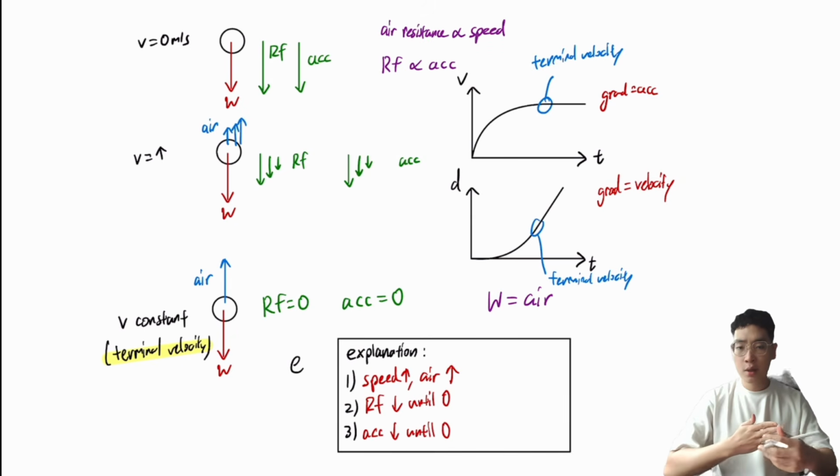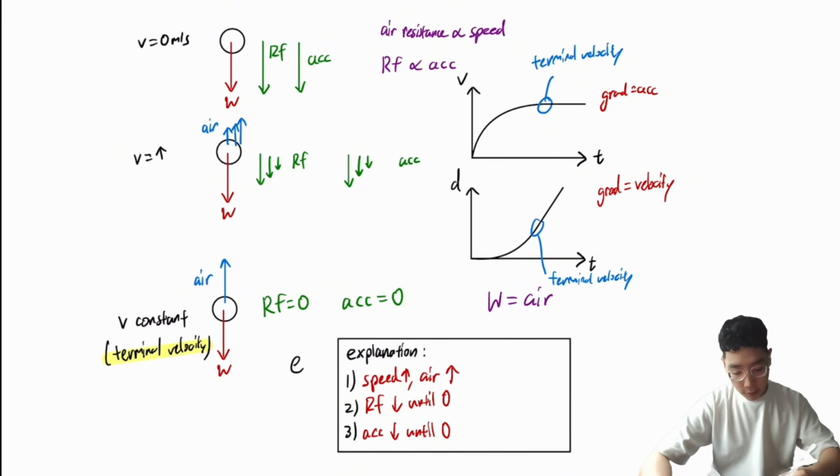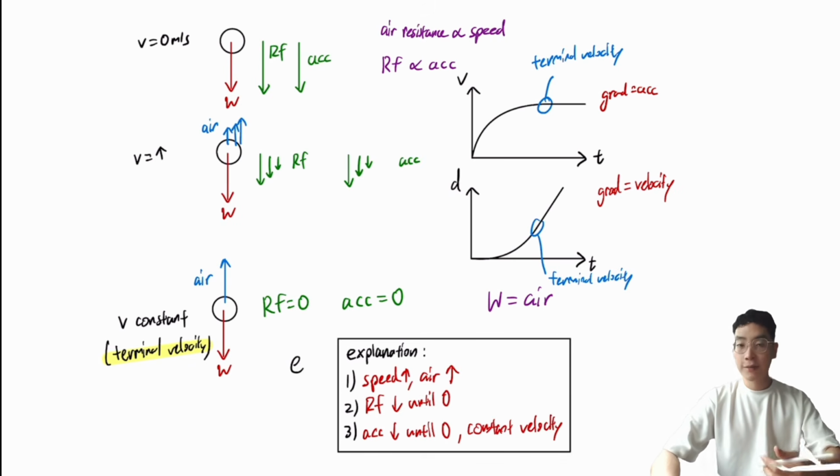Remember that acceleration always follows the resultant force, right? So if resultant force decreases, the acceleration also decreases, right? And finally, when the acceleration becomes zero, it's going to move with a constant velocity. Right, so that's how terminal velocity is reached.